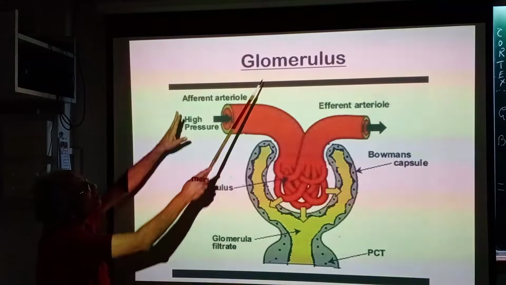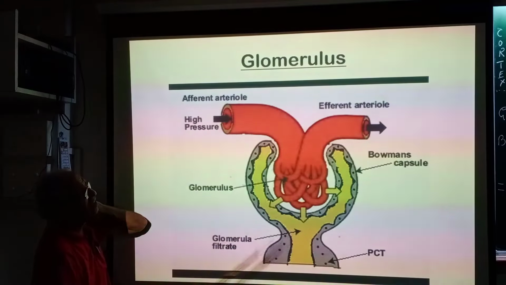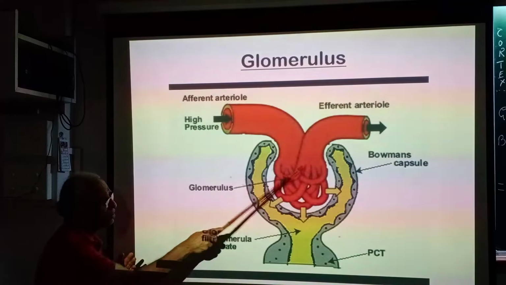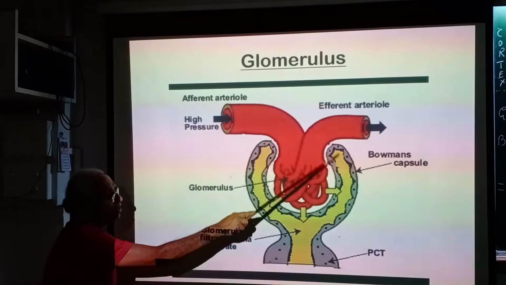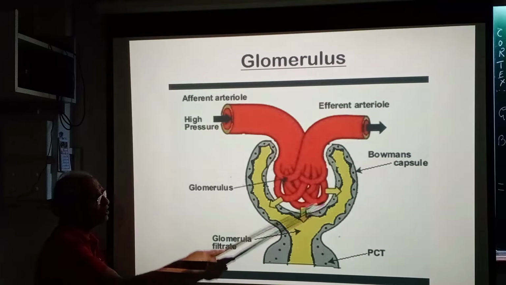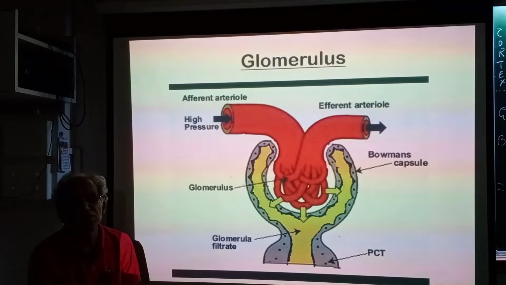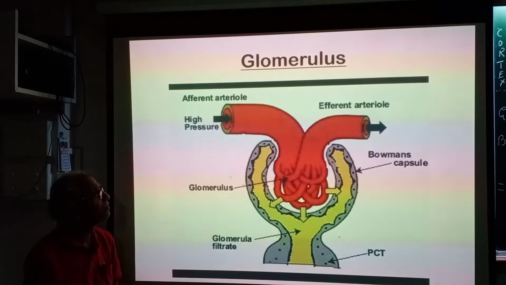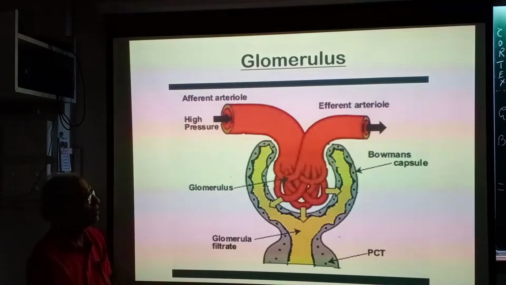This is not glomerulus actually. The correct name of this picture should be Malpighian body. Why? Because this is glomerulus. Around the glomerulus there is Bowman's capsule and the two together should be Malpighian body. So the name of this picture should be Malpighian body or Malpighian corpuscle. Next.